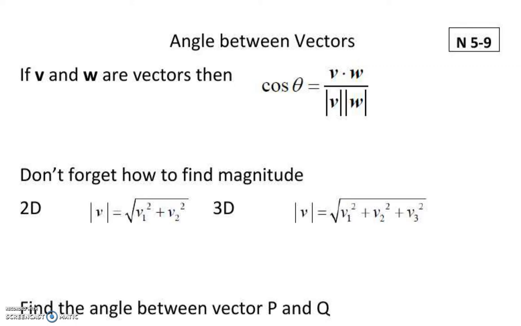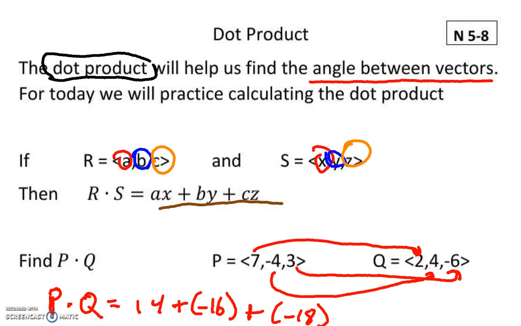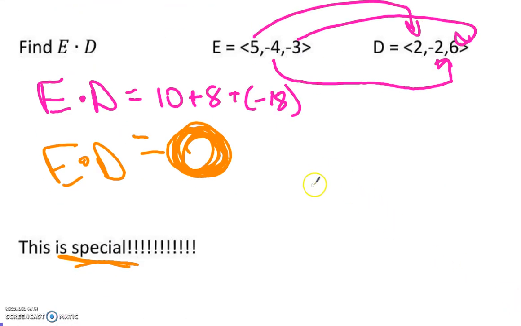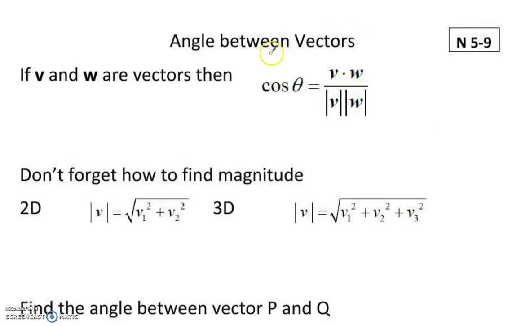Alright, young people, so last video, which may have been today or may have been yesterday, we talked about the dot product and how to find it, okay? And we mentioned that whenever you have a dot product of 0, that is super special. Alright, and today we're going to talk about why, which is angles, okay? So here's your formula for the angle between vectors.